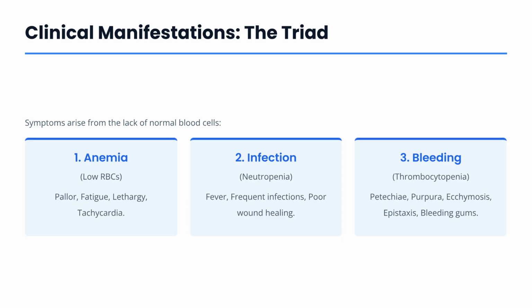1. Anemia due to low red blood cells causes pallor and fatigue. 2. Infection due to neutropenia causes fever and frequent infections. 3. Bleeding due to thrombocytopenia causes petechiae and bruising.